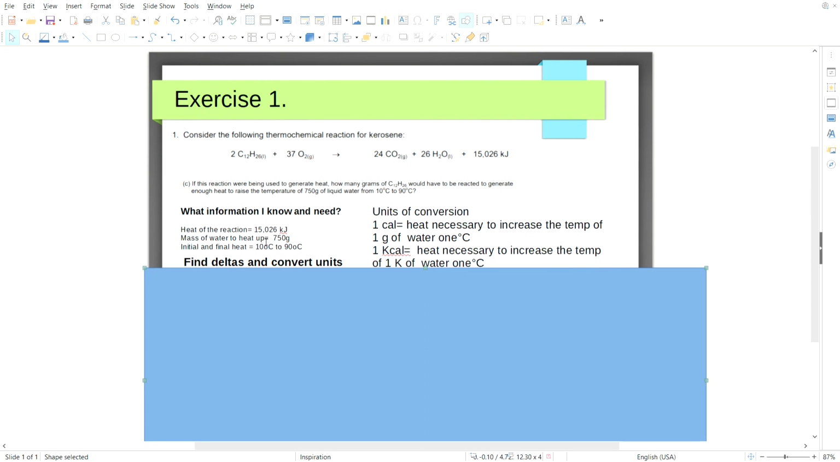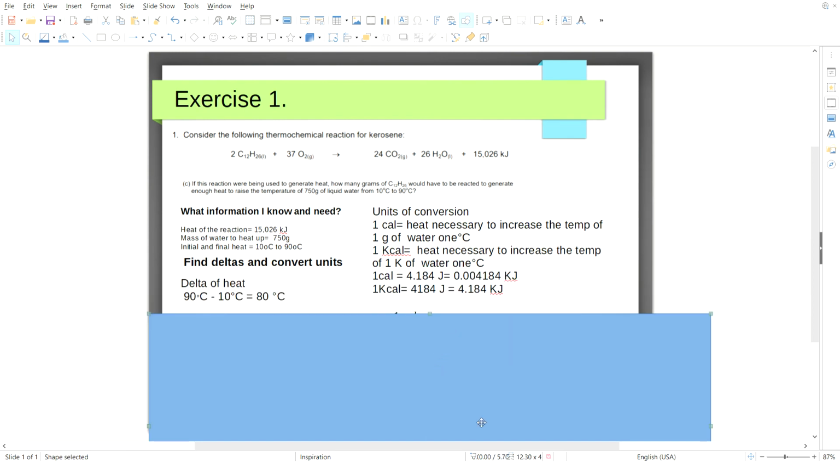Then here you have the mass of the water, which is 750 grams, and also you know the change in temperature, which is passing from 10 to 90 Celsius degrees. First thing we need to understand is what a calorie is. Why are we going to be working with calories? Basically because calories are the units used to refer to water. I mean, the definition of calorie starts with water, it refers to water itself.